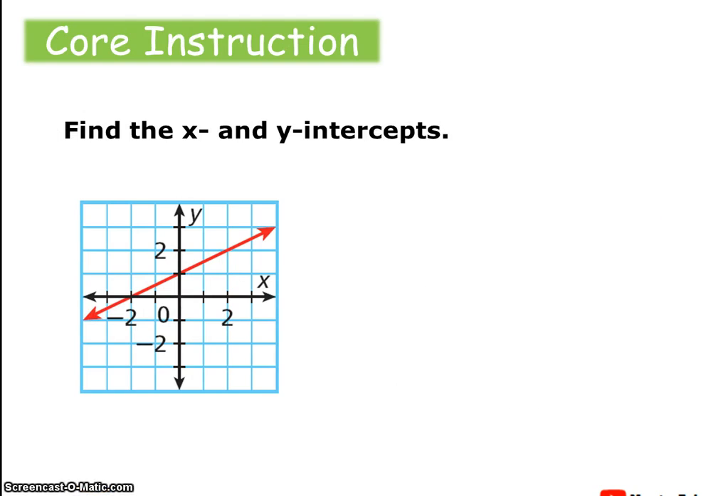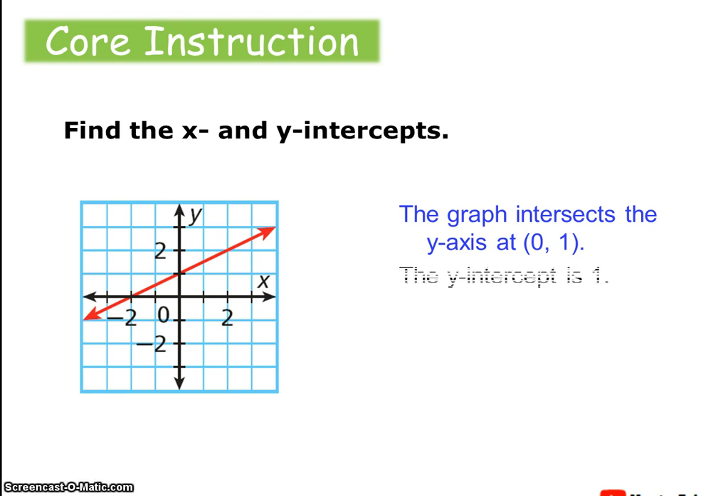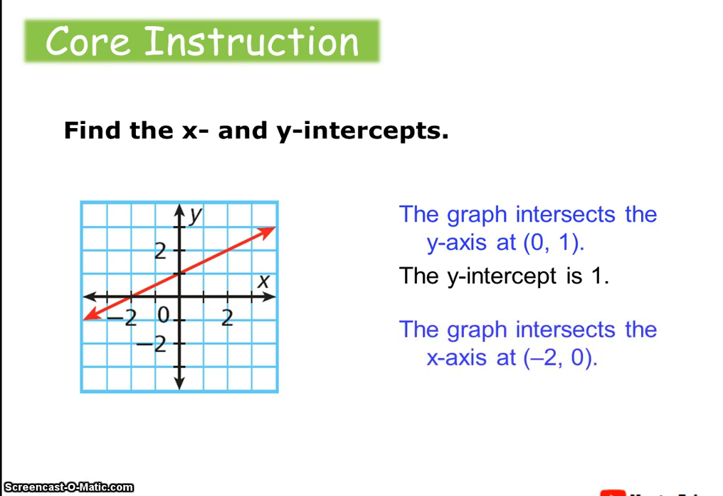Alright, so let's look at a graph and identify the x and y-intercept here. The red line appears to intersect the y-axis at point (0, 1). So that would be the y-intercept. Again, that's when x is 0. What is y? The graph intersects the x-axis at (-2, 0). Again, that's when y is 0. What is x? So the x-intercept would be -2. Okay, fair enough.